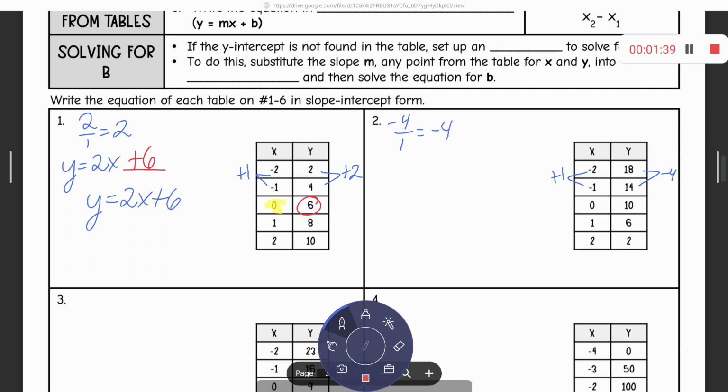So my equation starts off with y equals negative 4x, and you're trying to find the back. So we need to look at our x values when x is 0. When x is 0, right here, y is 10, and it's a plus 10. So my equation is y equals negative 4x plus 10.